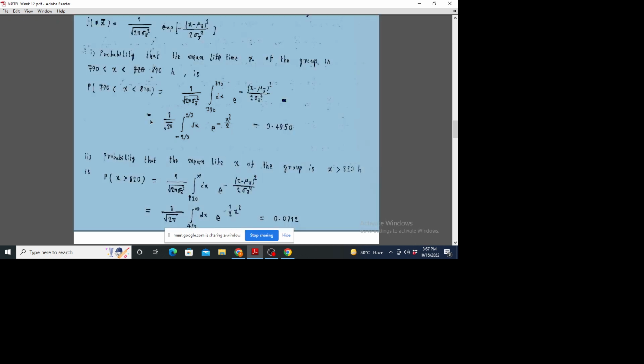And how do you find the value of this integral? There is no other way, you have to use that table. I hope you have seen the normal distribution table. There are tabulated values, so you just have to use those values accordingly. So use the value and you will get the answer, 4950.